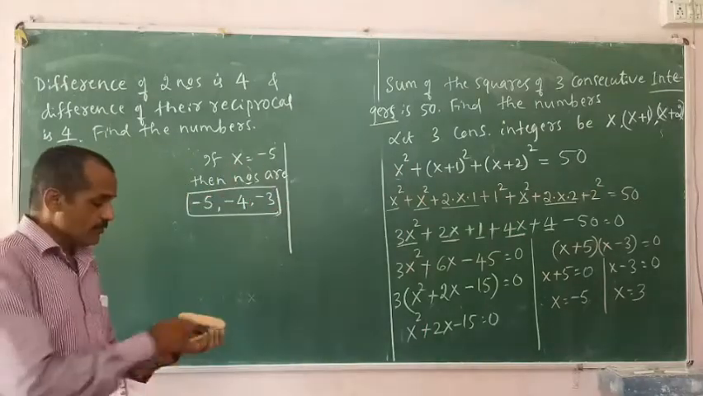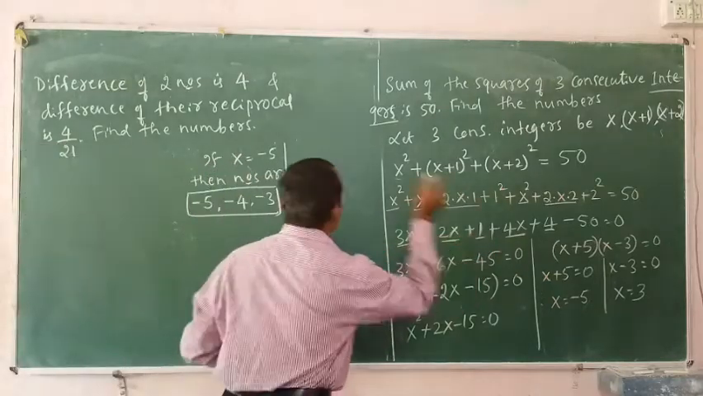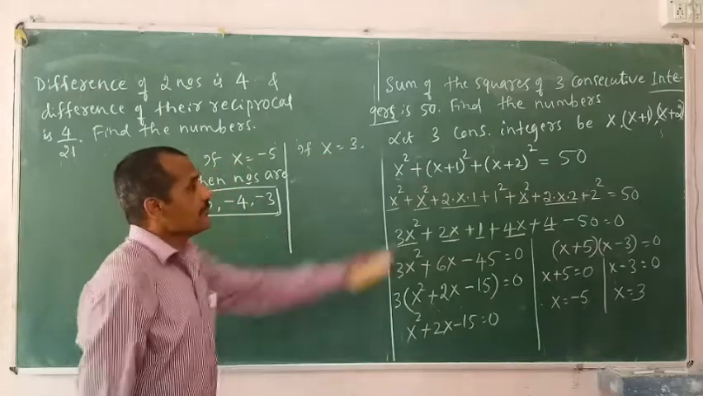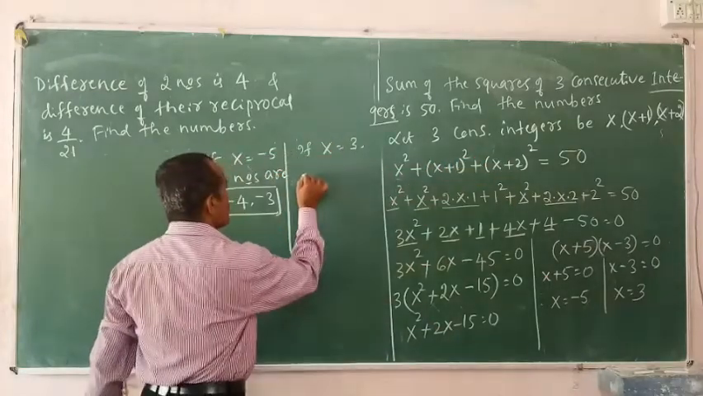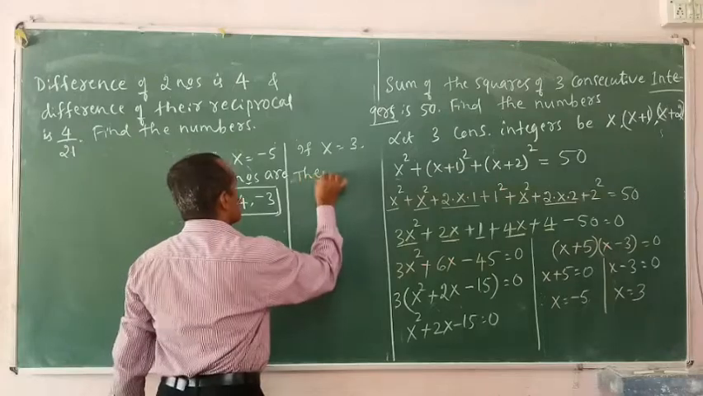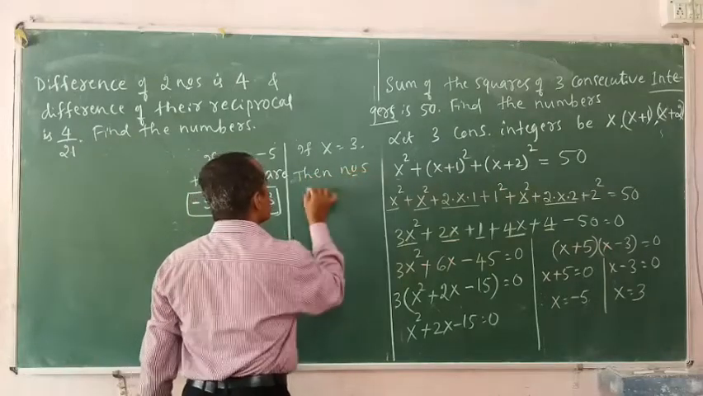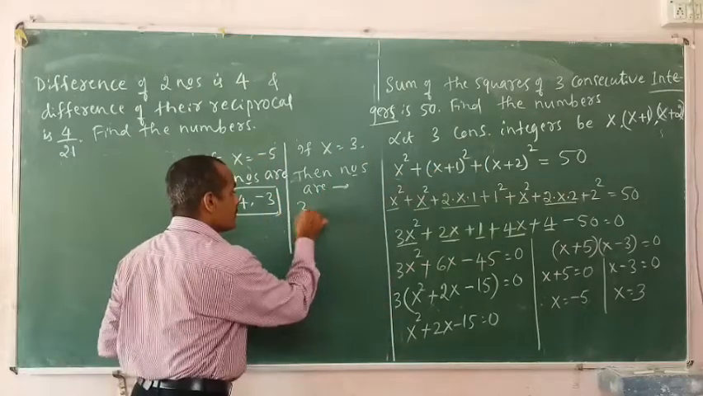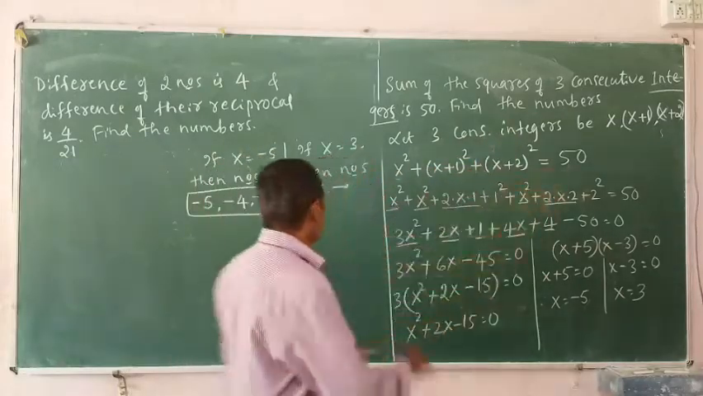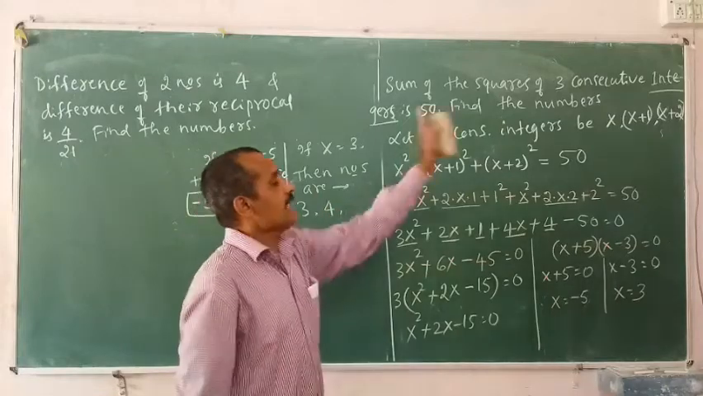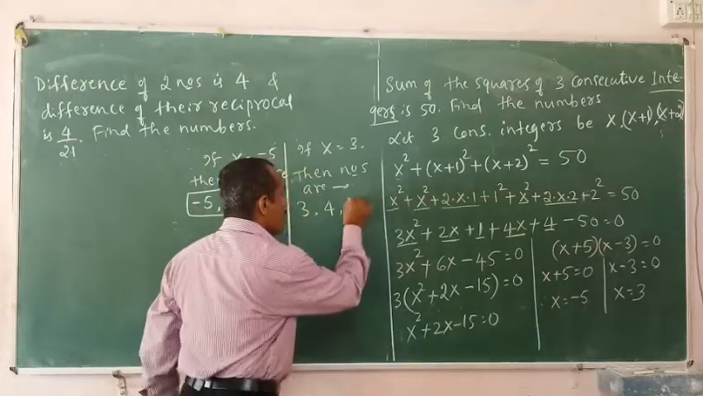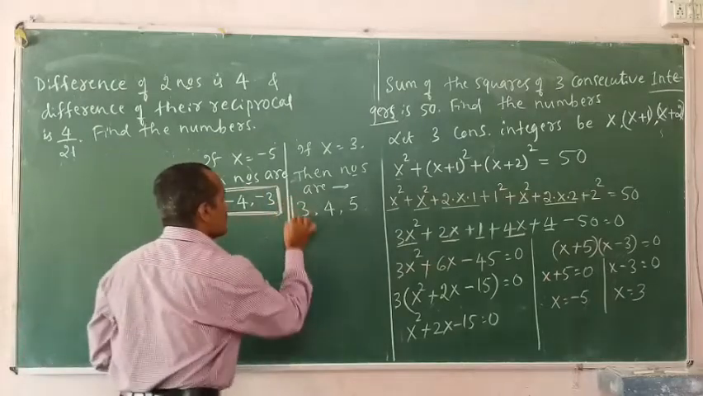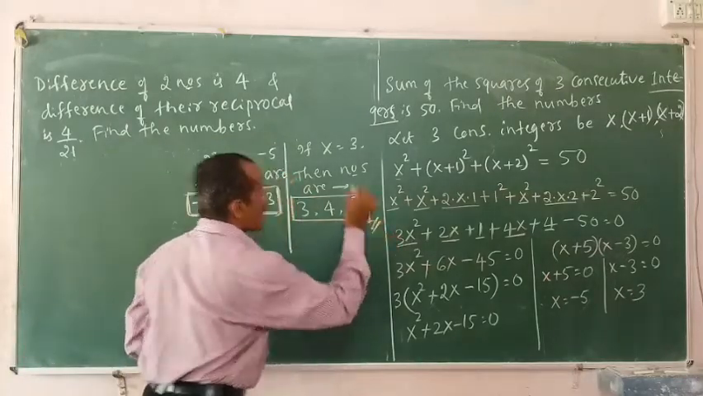If x is equals to 3, then what happens? The first number is x, which means 3. Second number x plus 1 means 4. Next number x plus 2 means 5. My dear children, this is also the right answer.